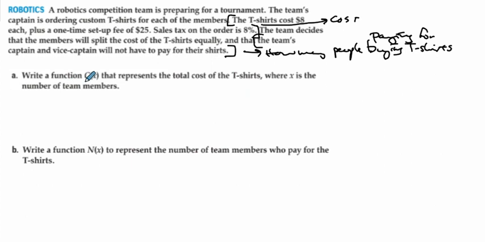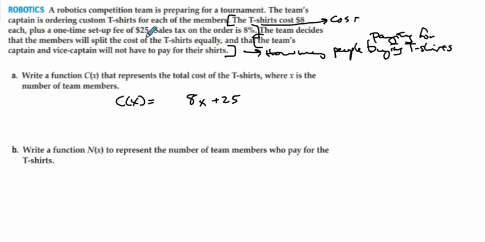So the first thing it says is write a function C of x that represents the total cost of the t-shirts, where x is the number of team members. So the total cost is going to be, well, they're $8 each, and we know there's x people, so it's going to be 8 times x. I'm going to move this over a little bit, and you'll see why in a second. So we're going to have 8x, and then there's a one-time setup fee of $25. So if you have 10 t-shirts, you've got $80 plus that $25.